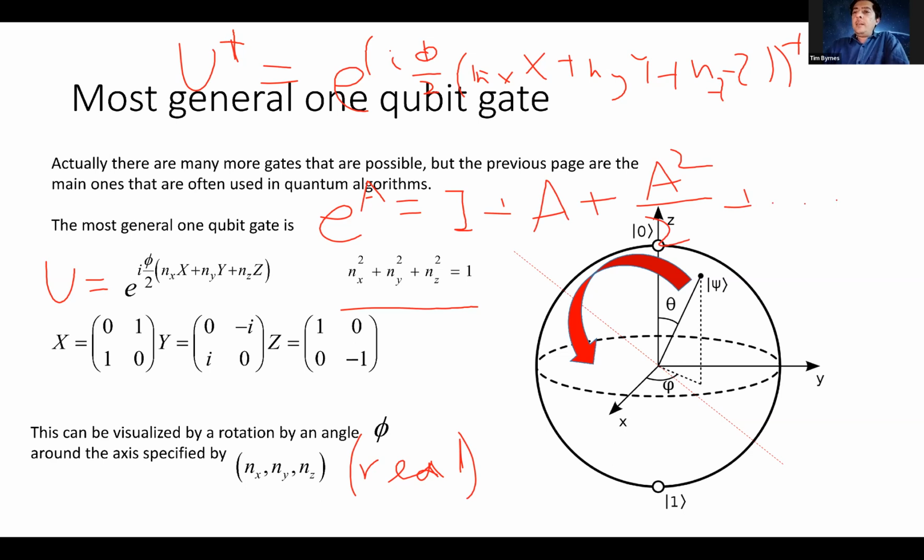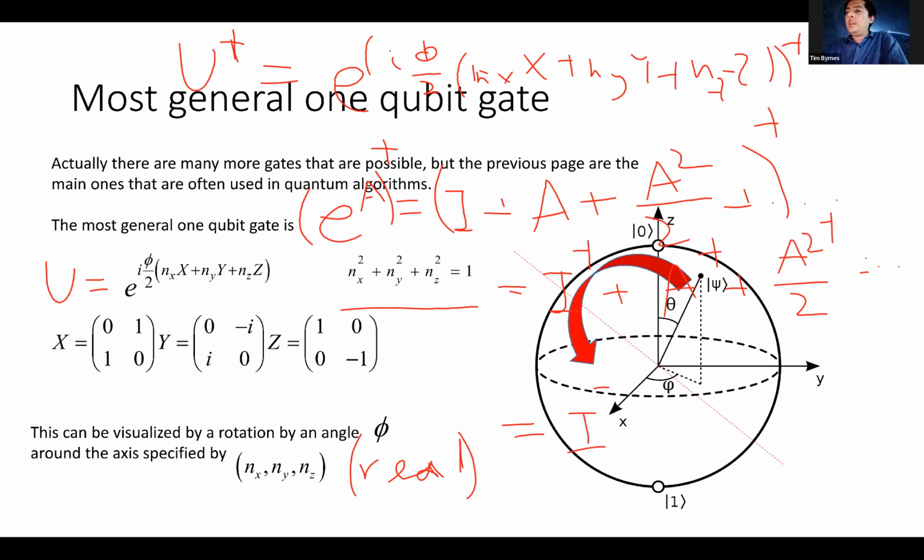And then if you want to take the dagger of this thing, then it's basically taking the dagger of all that. And then the dagger is actually a distributive thing. So it's actually I dagger, then plus A dagger plus A squared dagger over 2... And then because this is the same matrix, it's actually the same thing as I dagger plus A dagger plus A dagger squared over 2.